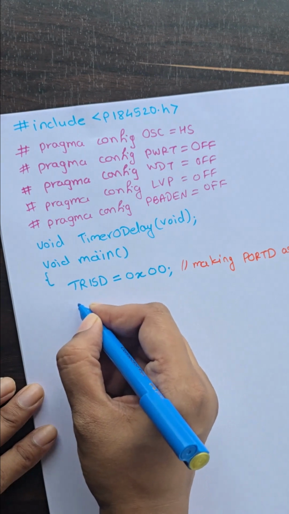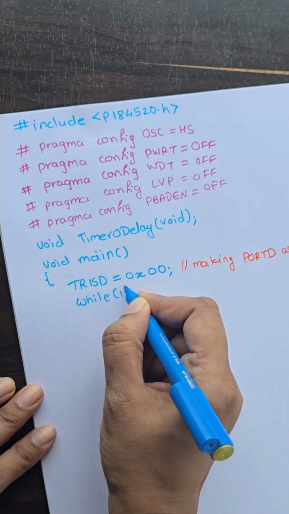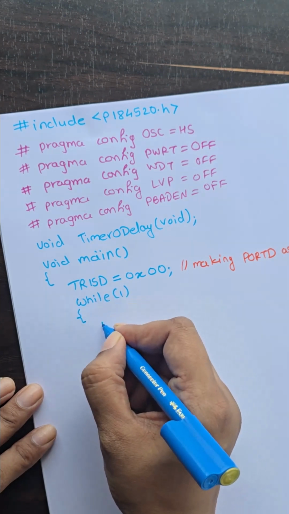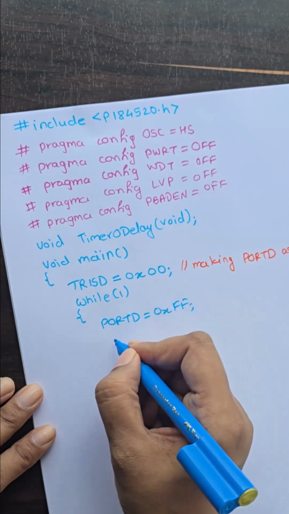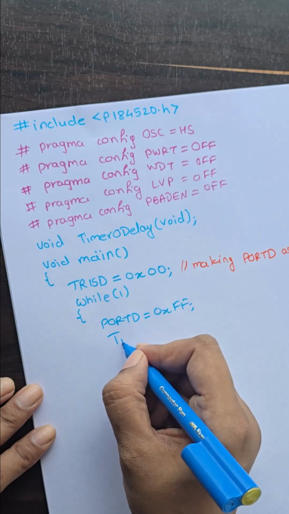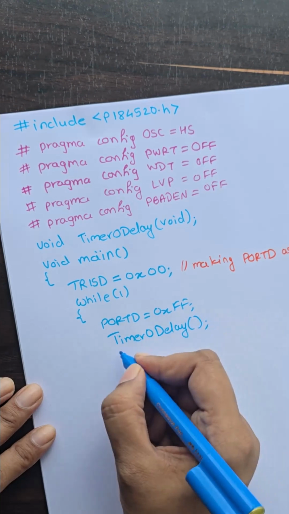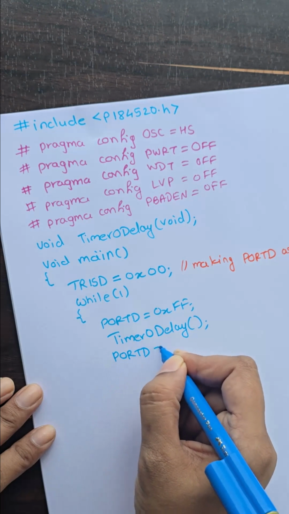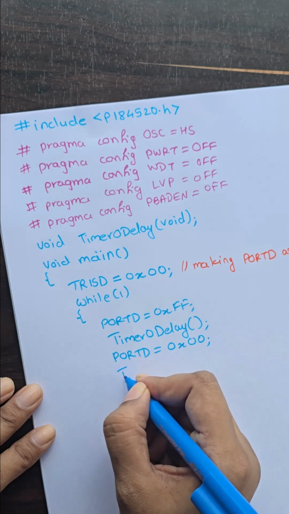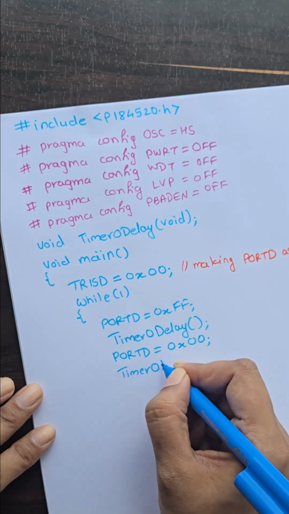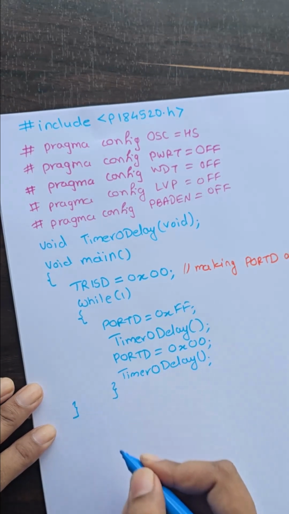After that, as we have to blink the LEDs continuously, we make use of while(1), which is a continuous or endless loop. Inside while(1), we will first make PORTD equal to 0xFF, and then we will give a call to our user defined function, timer 0 delay. Again we will turn off the LEDs by writing the value 0x00 to the port, and give a call to the function timer 0 delay. We close this while(1) and we close this main.